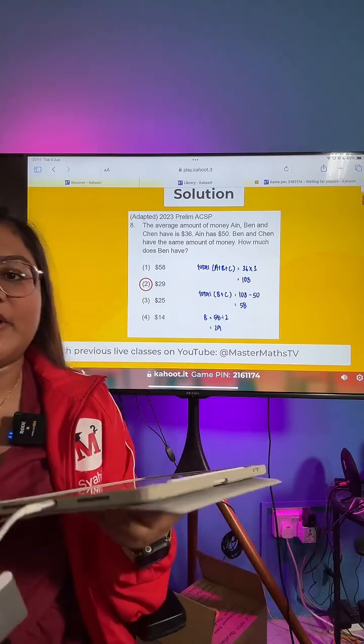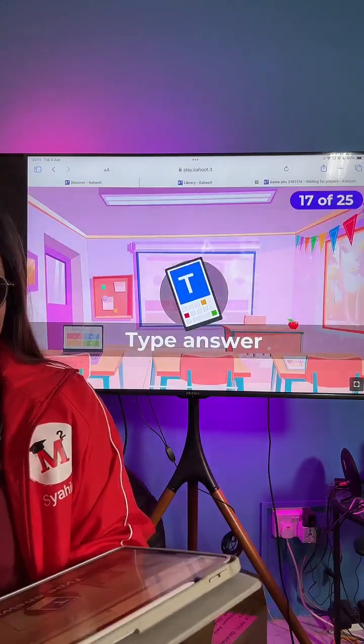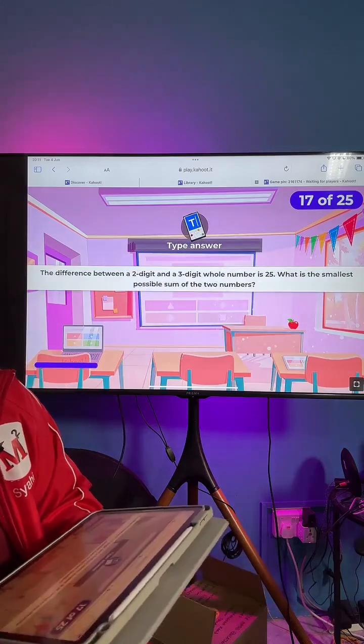Alright, friends, let's move on. Question number 9 now. This one, you have to type your answer, okay? And we have double points again.